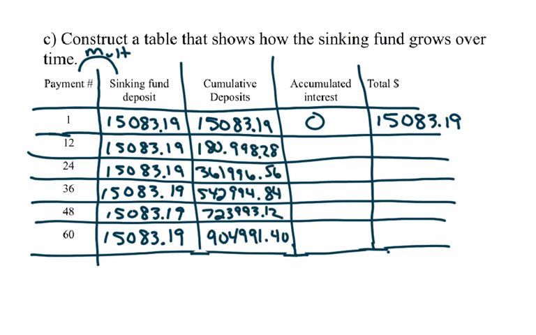All right, so I've filled those out. Go ahead and pause the video here so you can copy those down. The next column I'm going to fill out actually is the last column, the total column. Now, before we go over how to do that, keep in mind that payment number 12 is 1 year. Payment number 24 is 2 years, 36, 3 years, 48, 4 years, and 60 is 5 years. We're going to need that for our annuity formula, our sinking fund formula.